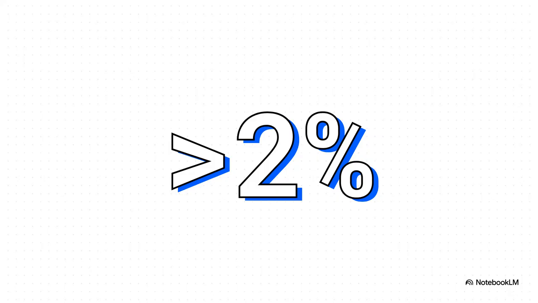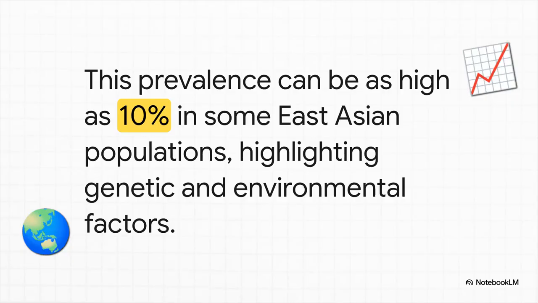So how common is that severe degenerative myopia we were just talking about? Well, in Western adult populations, the prevalence is over 2%. Now, that might not sound like a huge number, but that's more than 1 out of every 50 people dealing with this really serious progressive condition. But wait, the story gets even more interesting. The rate changes dramatically depending on where you are in the world. It can climb as high as 10% in some parts of East Asia. This is a huge clue that tells us both our genes and our environment are playing a big role here.